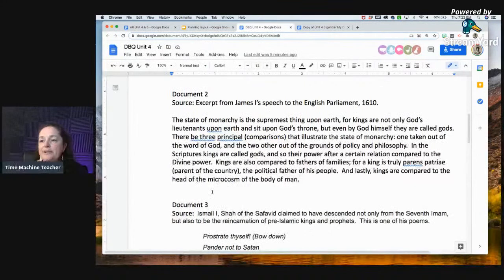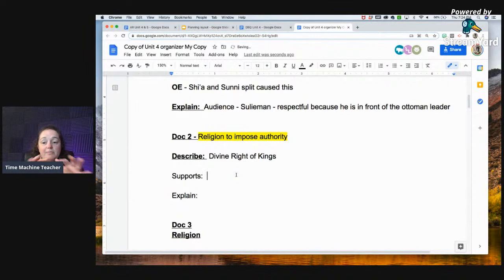So we can say that the state of monarchy is the supremest thing on earth, that according to the document, kings represent God on earth. Let's see where he says that. Yeah, right here. They are not only God's lieutenant upon earth, they sit upon God's throne, but even by God himself, they are called gods. So you can say according to the document, but remember, we're just making it short here. So we could say according to the document, kings are gods on earth, according to scripture.